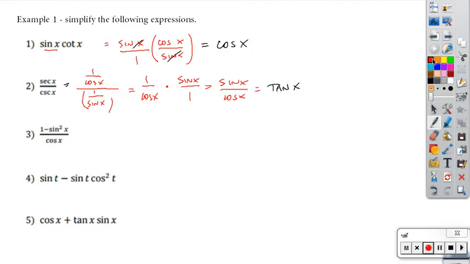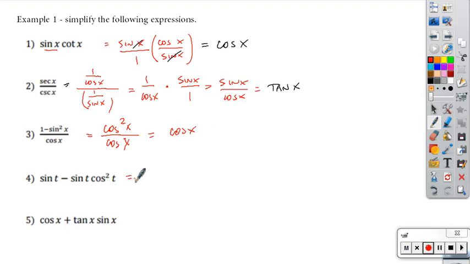Third, 1 minus sine squared. That's a variation of the Pythagorean identity. That equals cosine squared. Anytime you see sine squared or cosine squared in the problem, you should automatically be looking at the Pythagorean identity. Now, if I have cosine squared over cosine, one of each of those cancels out, and I'm left with just cosine.